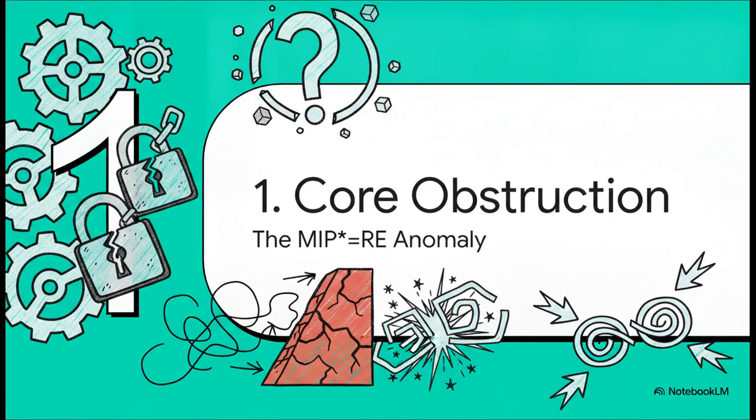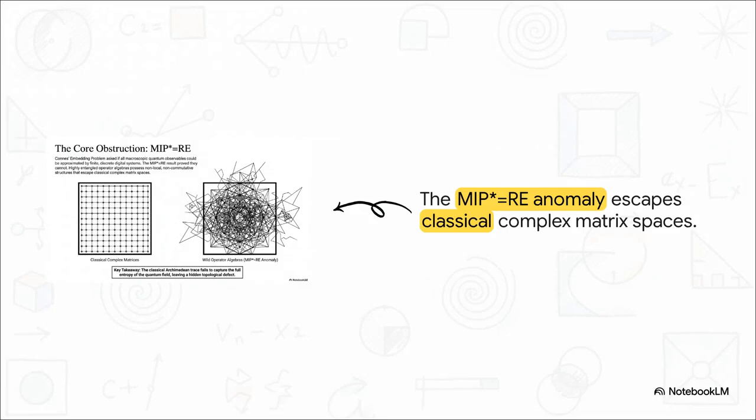Section 1. The core obstruction. So to really understand the solution here, we first need to look at the problem. Connes Embedding Problem essentially asked whether all macroscopic, continuous quantum observables could be approximated just by scaling up finite, discrete digital systems. Well, in 2020, the landmark MIP* = RE result mathematically disproved this. When you examine these wild operator algebras, these highly entangled quantum systems, they possess correlations that simply escape the reach of standard classical complex matrix spaces.